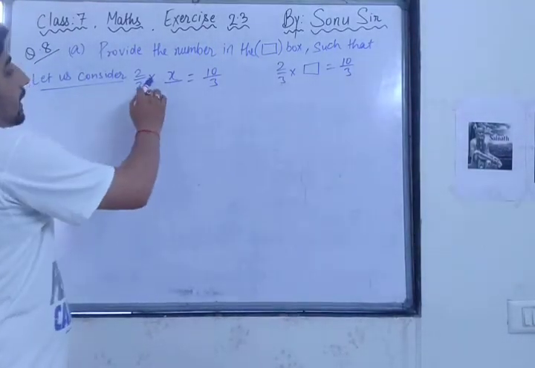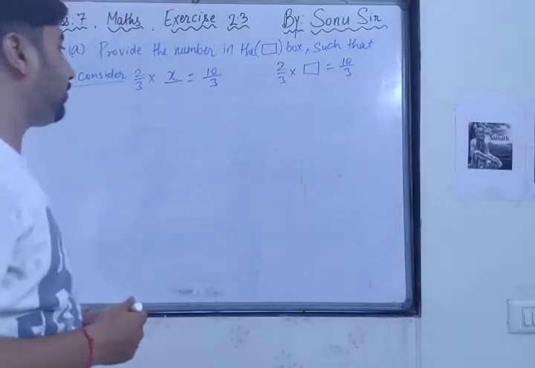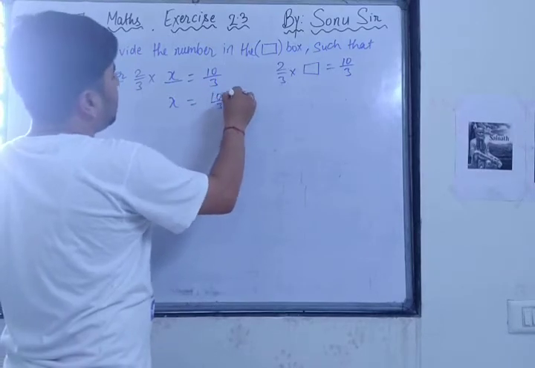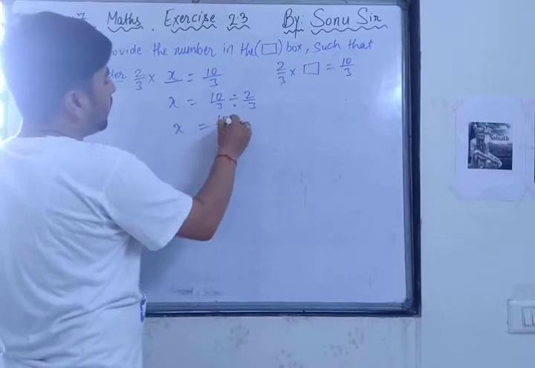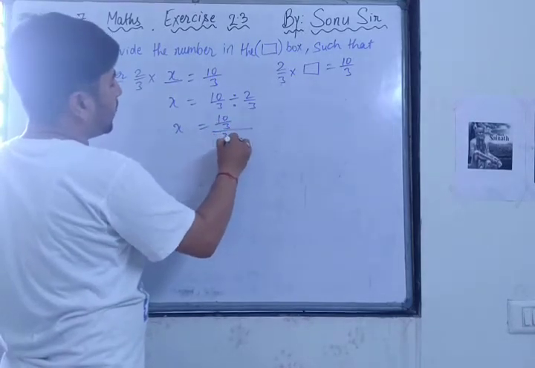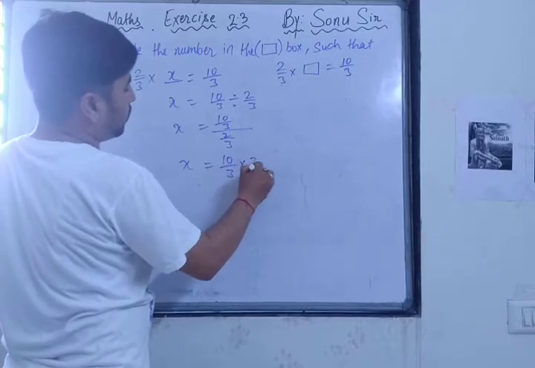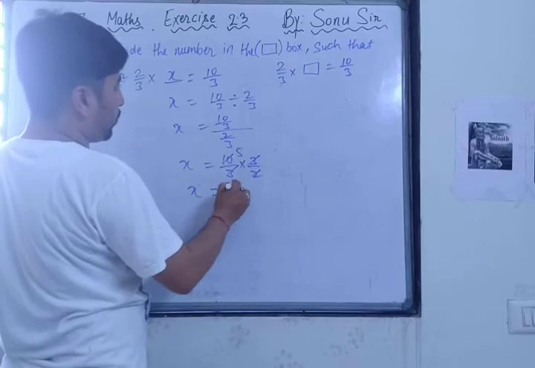Now here this side it is multiplied, so if it goes to the other side, what will it become? It will become division, right? So x is equal to 10 by 3 divided by 2 by 3. What will be the value? 10 by 3 upon 2 by 3 is 10 by 3 into 3 by 2. 3 cancels, 2 fives are 10. So x is equal to 5.